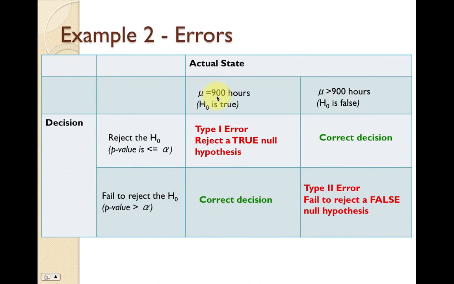If the population mean truly is 900 hours, we've made the right decision. But there is a chance that the population mean is really greater than 900 hours, in which case we made the wrong decision. That is a type 2 error. That means that the new bulbs actually have a mean life that is more than 900 hours, and we didn't reject the population mean of 900 hours. So that is failing to reject a false null hypothesis.